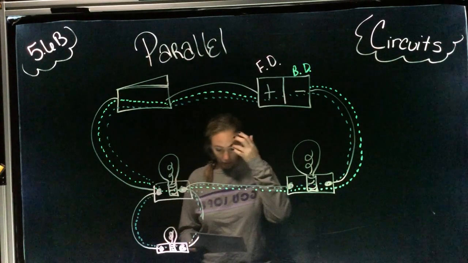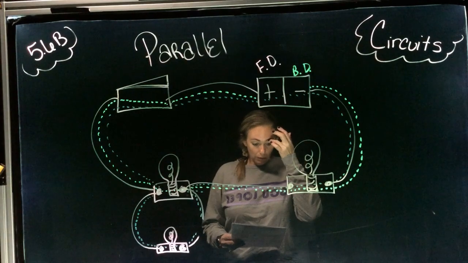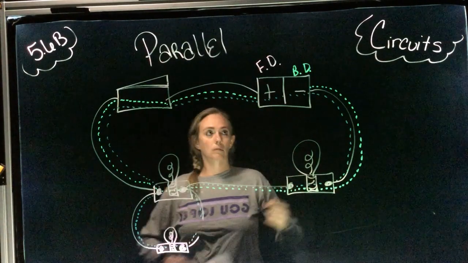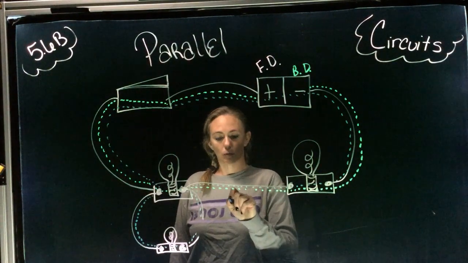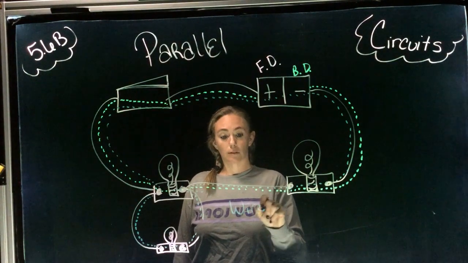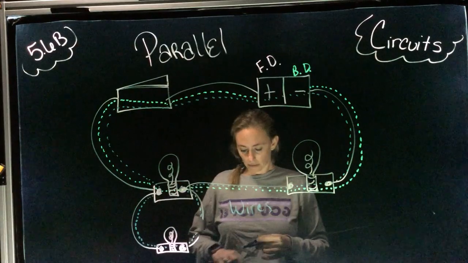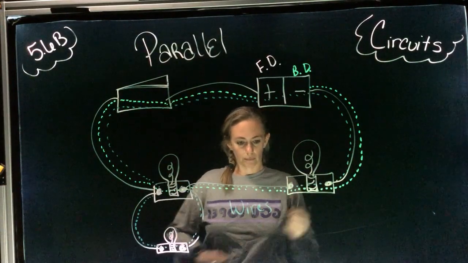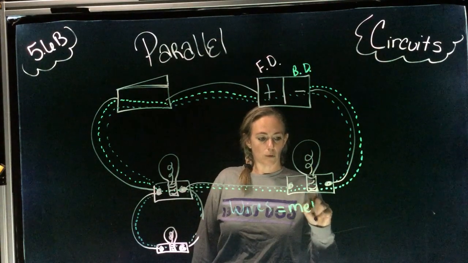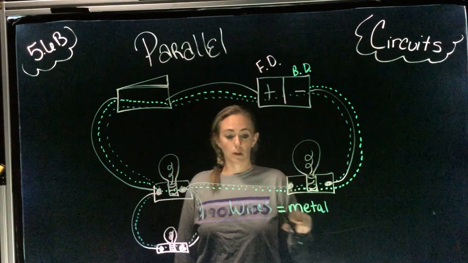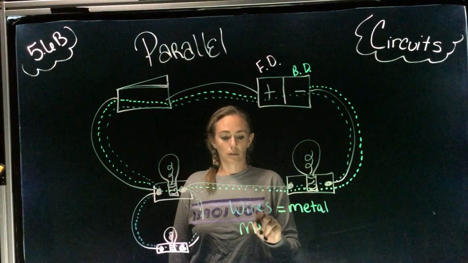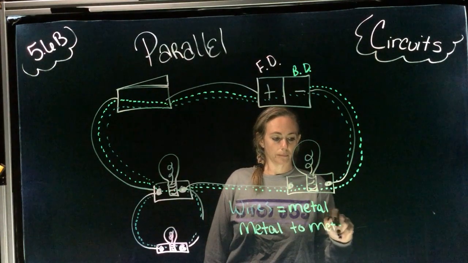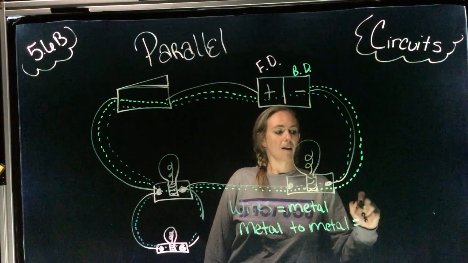What else I want you to know? Insulated wires, guys. Come on, wires. Wires are metal. They're copper, right? Wires equal metal. And in order for electricity to flow, you have to have metal to metal, which is heavy metal.